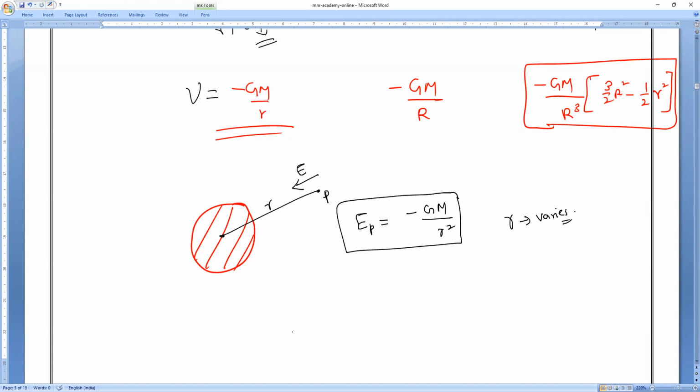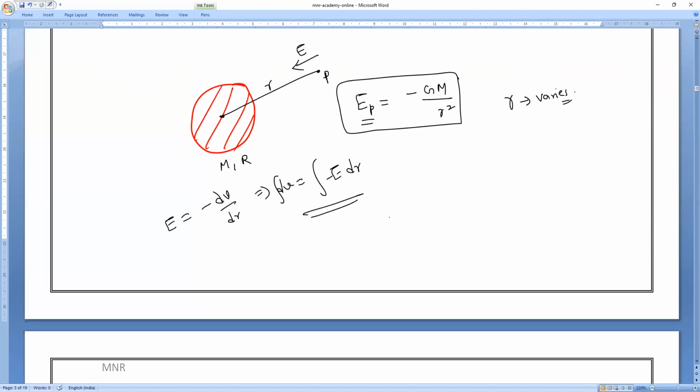Now, having a mass M and radius R, we have to find what the potential at this point is. What is the formula? We all know that E is equal to minus dV by dr. From that, dV is equal to minus E dr. So I'll apply the integration. Now you should find the limits and tell me, everybody. Outside means what is the main point? Initial point, you have to take it as what? Outside means, please remember, always initial point is infinity.